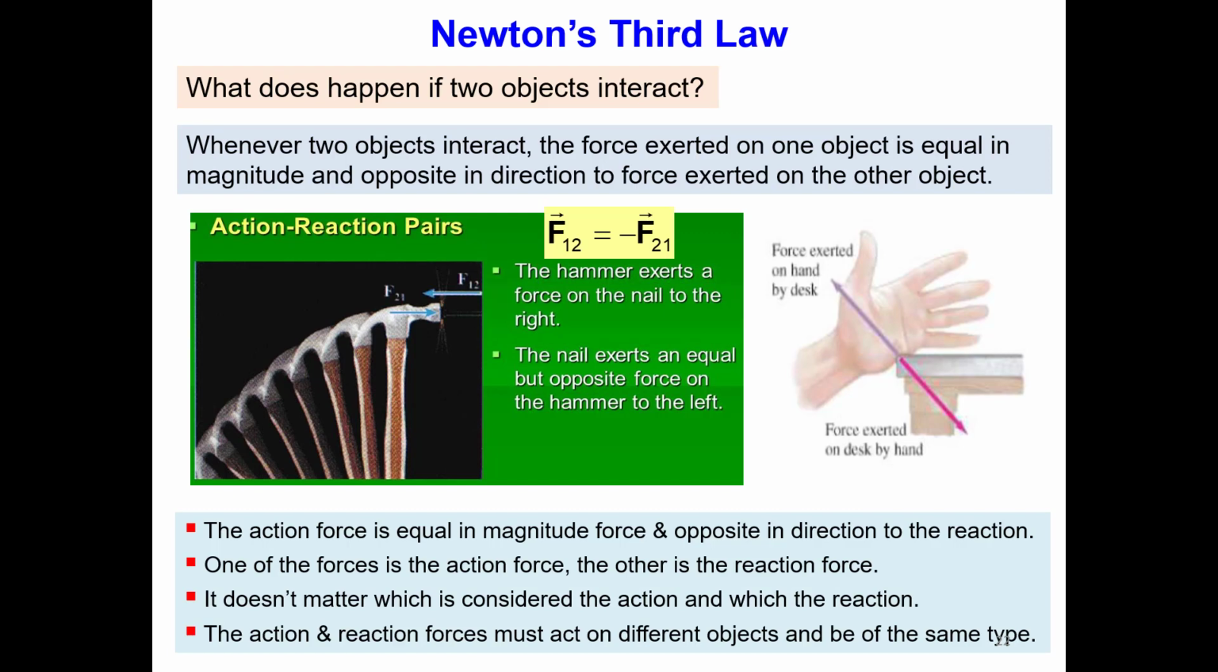For example, in this case, the hammer exerts some force on the nail. Probably you can see this one here is the nail. But at the same time, the nail exerts some force on the hammer. This is why the hammer is moving back. Then these two forces are called action and reaction force, and they always come in pairs. Always when two objects interact, there will be action and reaction force involved.